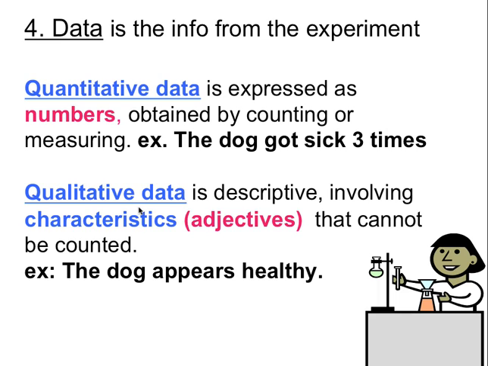Qualitative data is descriptive, okay? Quantitative data might be the tree is 70 meters tall. The qualitative data would be the tree is tall. It's just a description, okay? 70 meters, that's a really tall tree. Okay, so for mine, if the dog got sick 3 times, that would be quantitative. But if I said, oh, that dog's getting better, that's qualitative.